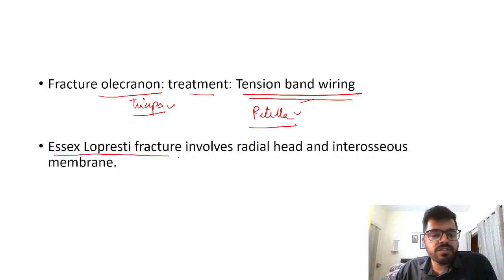Essex Lopresti fracture involves the radial head and the interosseous membrane. Radial head as well as the interosseous membrane.